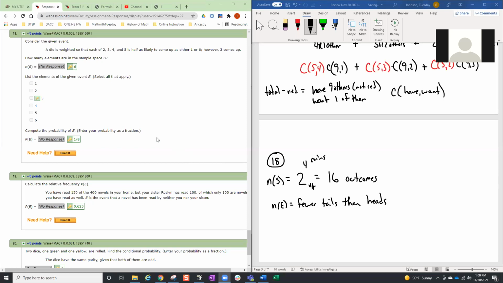All right. Number 18. So we don't have to see any incorrect answers. It's all good. She has a question on it. We haven't started it yet. A die is weighted so that each of 2, 3, 4, and 5 is half as likely to come up as either 1 or 6.